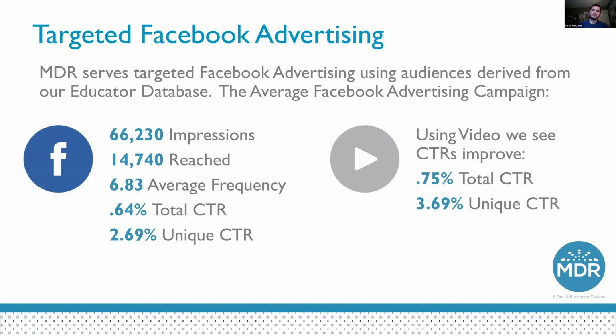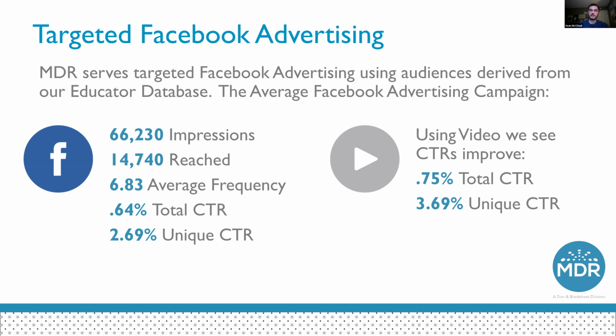And the unique CTR in Facebook is going to be similar to the audience penetration metric we looked at for email. This is measuring the number of unique individuals that were served the ad that clicked through. So on average, for a Facebook ad campaign that we're serving to a data-driven audience, 2.69% of that audience is clicking through on the ad.